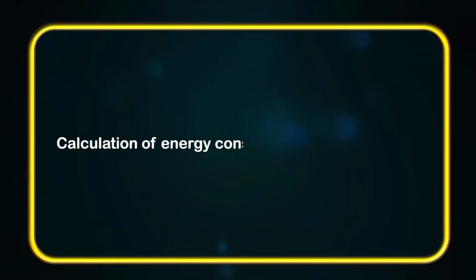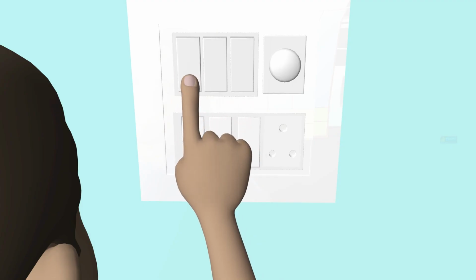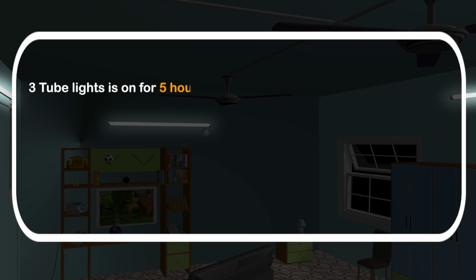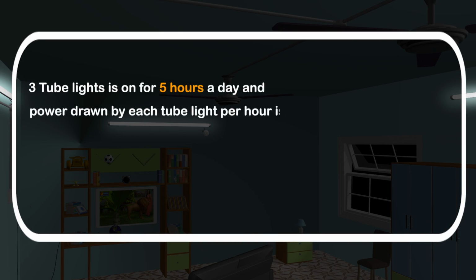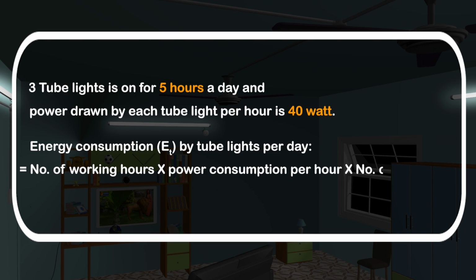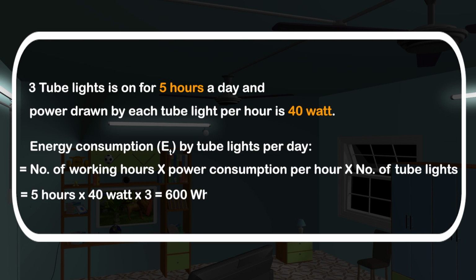Calculation of energy consumption of 3 tube lights. Given that 3 tube lights are on for 5 hours a day and power drawn by each tube light per hour is 40 watt. Energy consumption ET by 3 tube lights per day is equal to number of working hours into power consumption per hour into number of tube lights. That is equal to 5 hours into 40 watt into 3. That is equal to 600 watt hour.